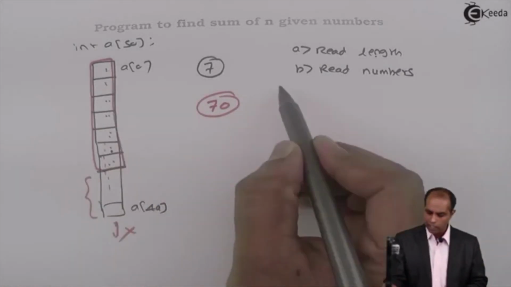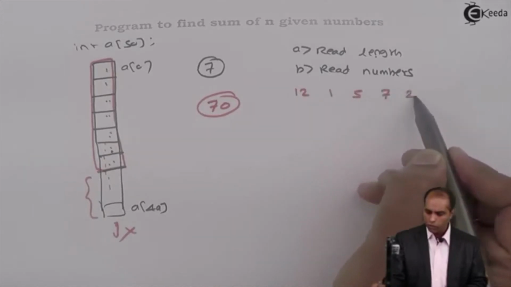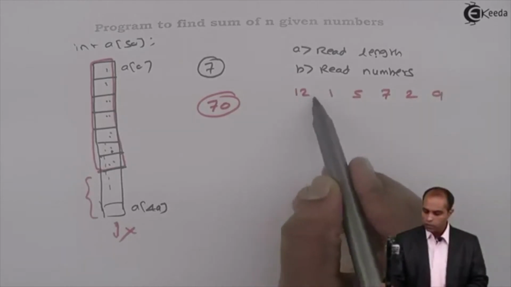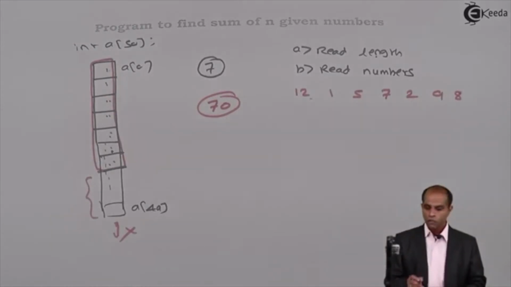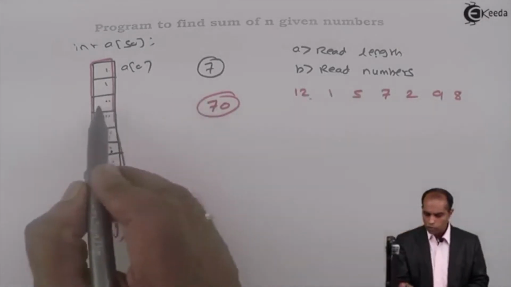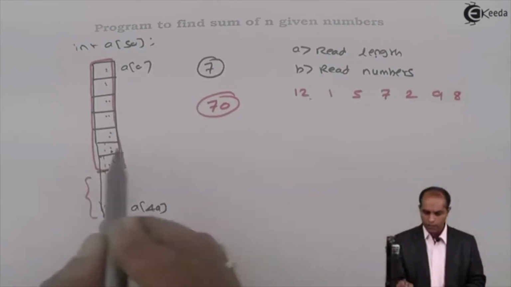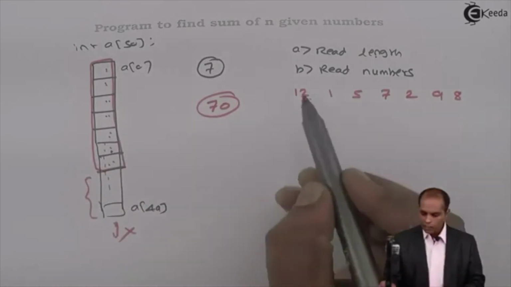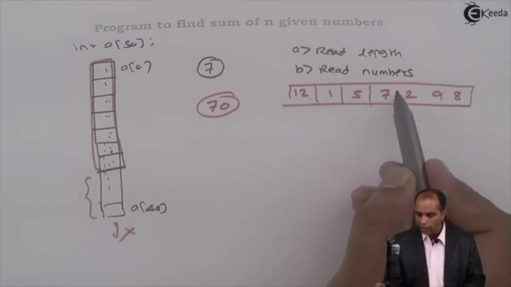The user enters the numbers as, say, 12, 1, 5, 7, 2, 9. The user has entered, say, 8. The user has entered these values. The user enters a of 0 as 12, a of 1 as 1, a of 2 as 5, a of 3 as 7, a of 4 as 2, a of 5 as 9 and a of 6 as 8. Now these values have been read and these values need to be added.